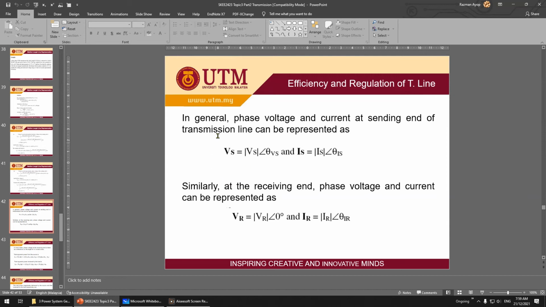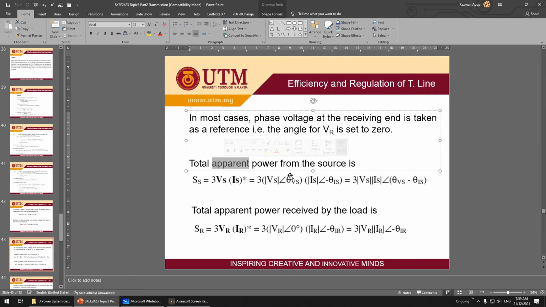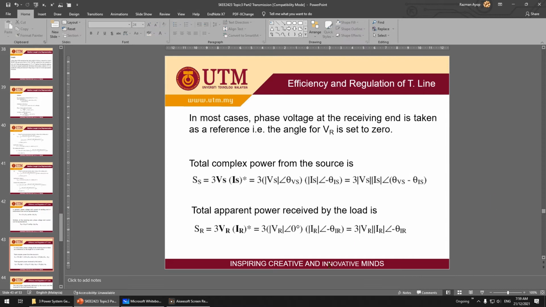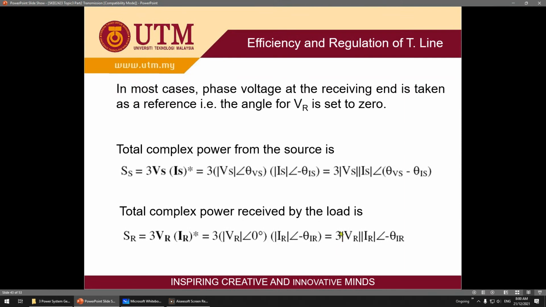So this one is the total complex power. You can see there is an angle there, which means this is a complex power. This one is 0 degree, so just use the I. Negative I. Remember we use VR as the reference, so it becomes 0 degree, so just the negative angle of IR.